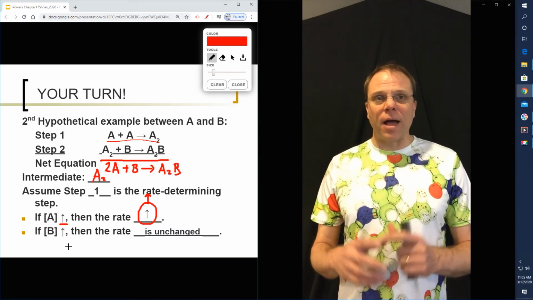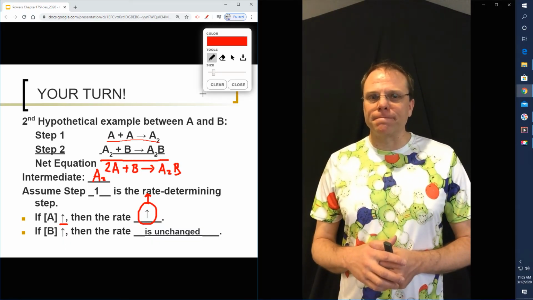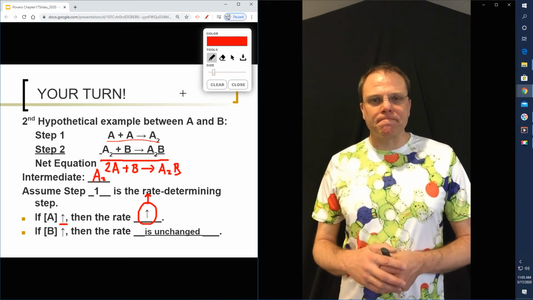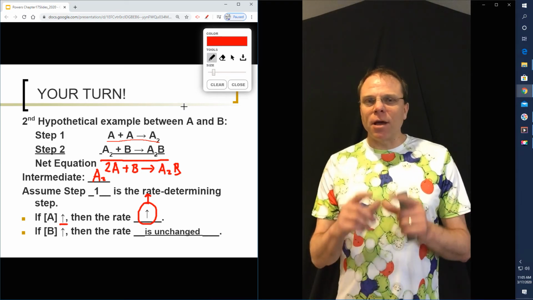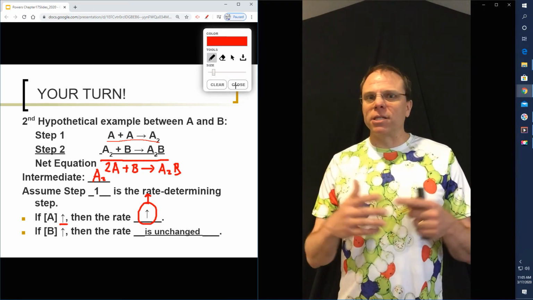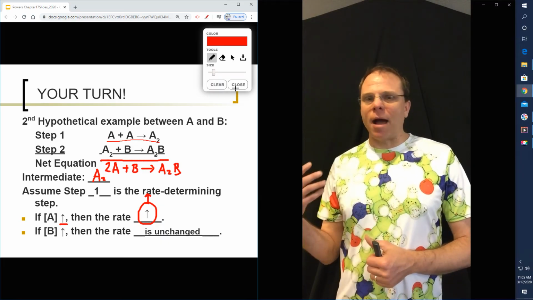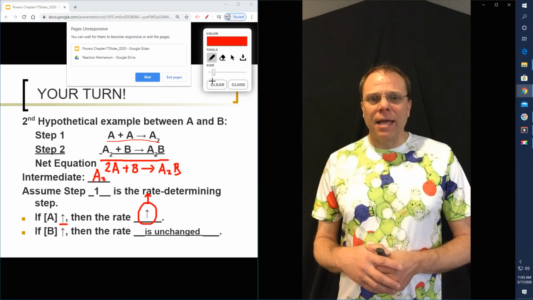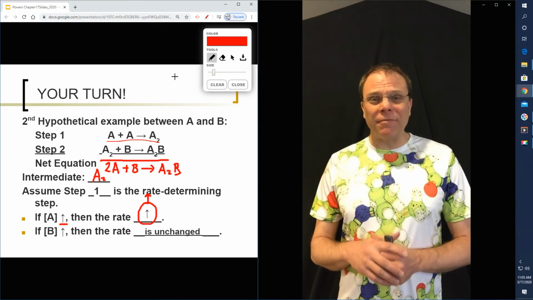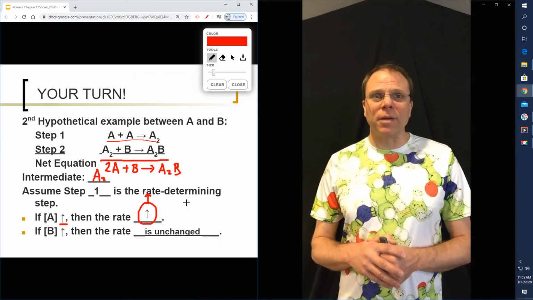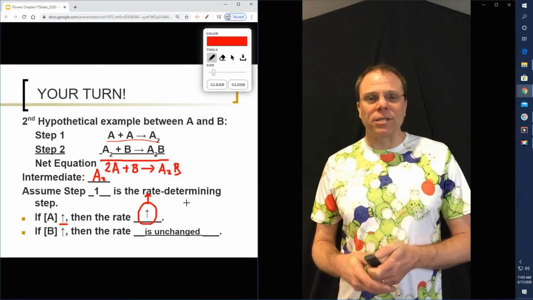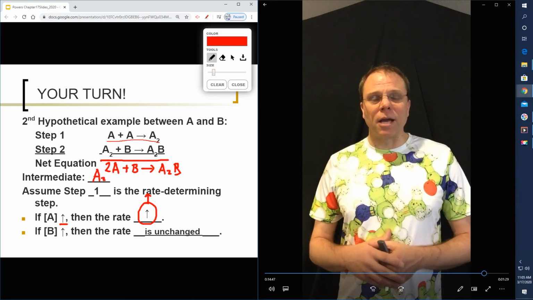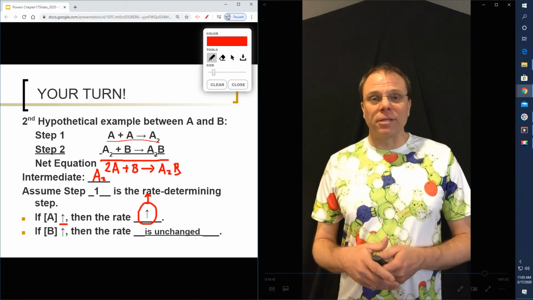What happens if, in this example, I increase my concentration of B? Is B in the rate determining step? Nope, it's not. So the rate determining step is still slowing the whole reaction down. It doesn't matter how much B you have there. It actually is just all about the A's being able to collide. And since the A's are not colliding at any faster rate, then you would assume that your rate of the reaction is not going to be changed. Okay, so if B's concentration is increased, then the rate is not going to speed up.